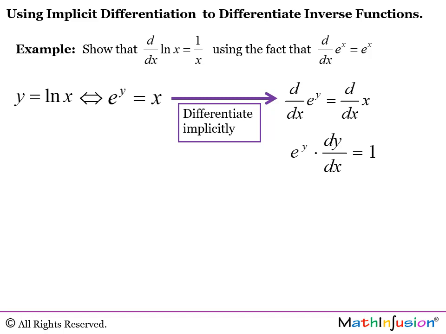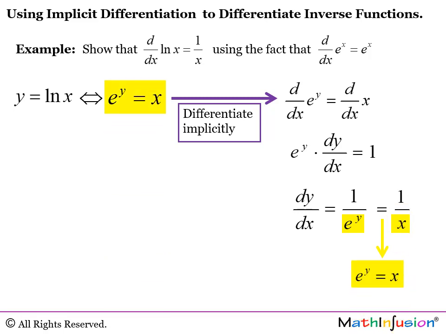Now we are going to solve for dy/dx. And we get that dy/dx equals 1 over e to the y. But pay attention. e to the y is x. And we get 1 over x.